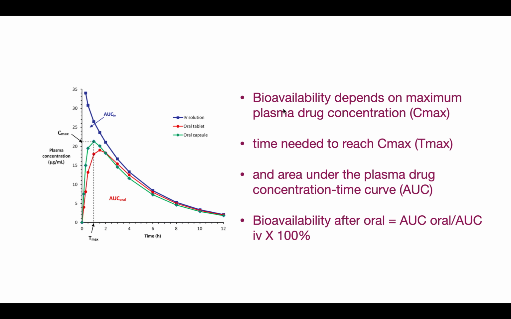The bioavailability is going to depend on the maximum plasma drug concentration, of course, and the time needed to reach Cmax. The area under the curve is going to be the concentration in the plasma, and the bioavailability after the oral route is basically the AUC divided by the AUC of the IV times 100%, so oral divided by IV.